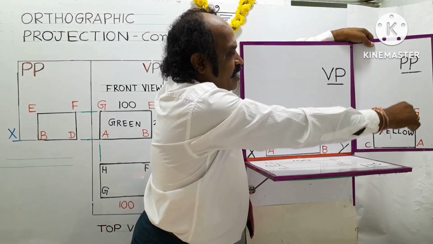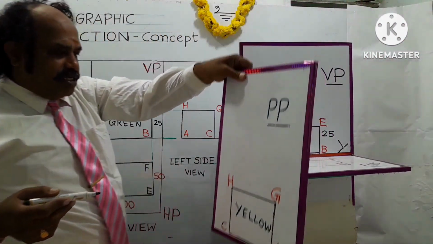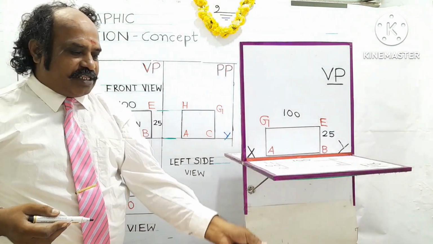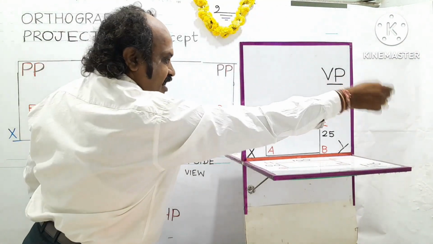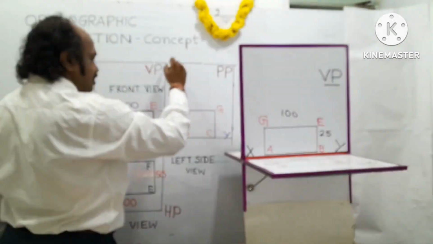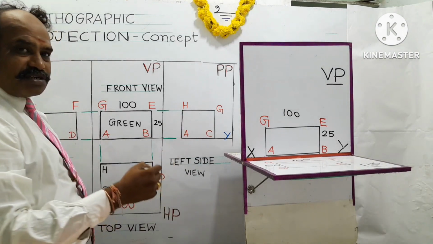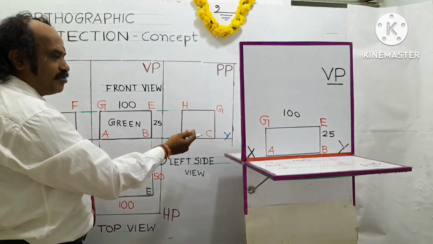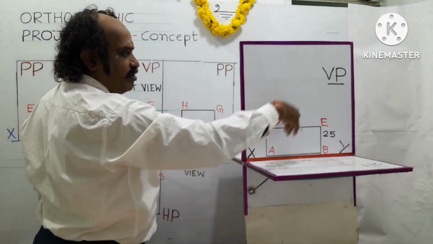So this PP and this diagram obtained is called the left side view. Understand? The left side view shall be projected on the right side of the object. As I place the PP on the right side, the view obtained is called the left side view, and it is drawn on the right side of the front view, because I place the profile plane here, that is the right side of the VP.